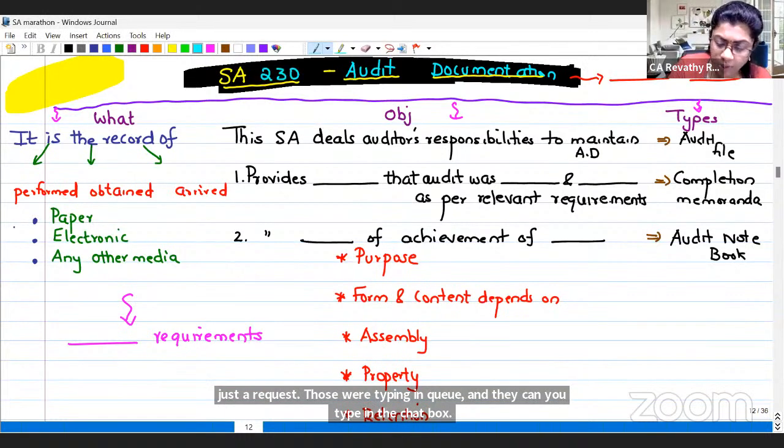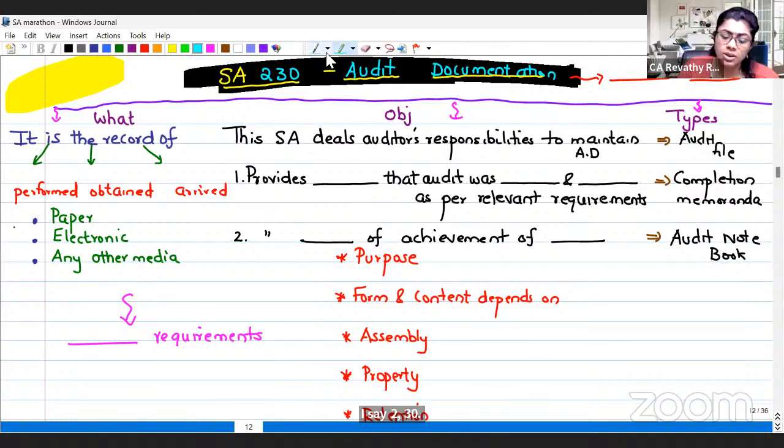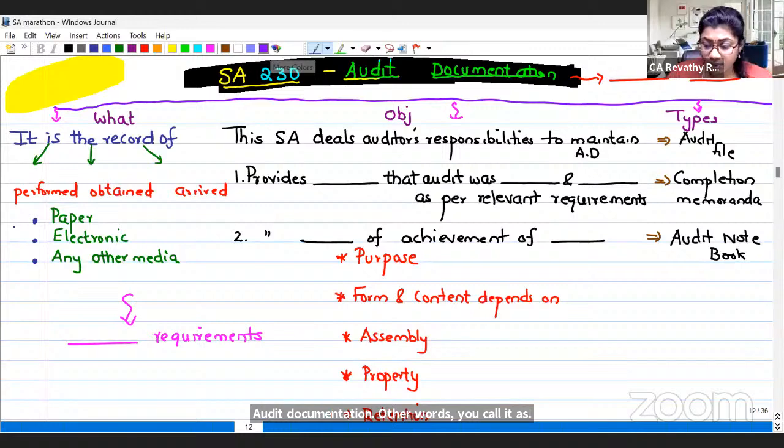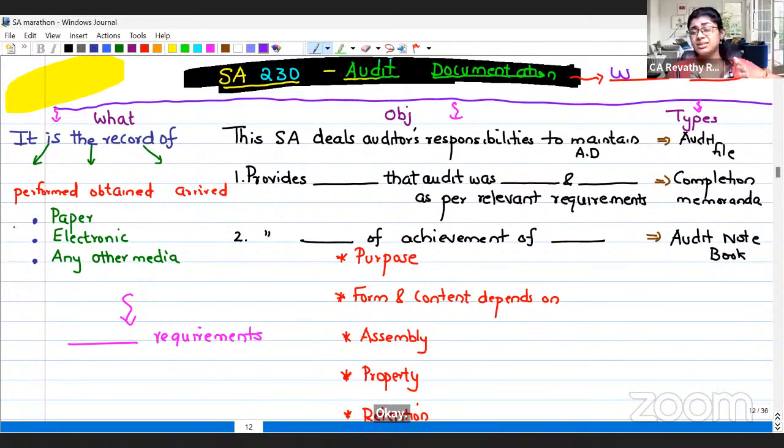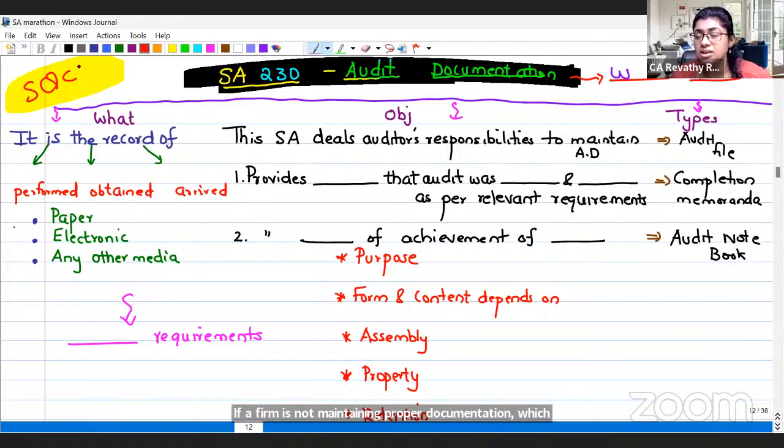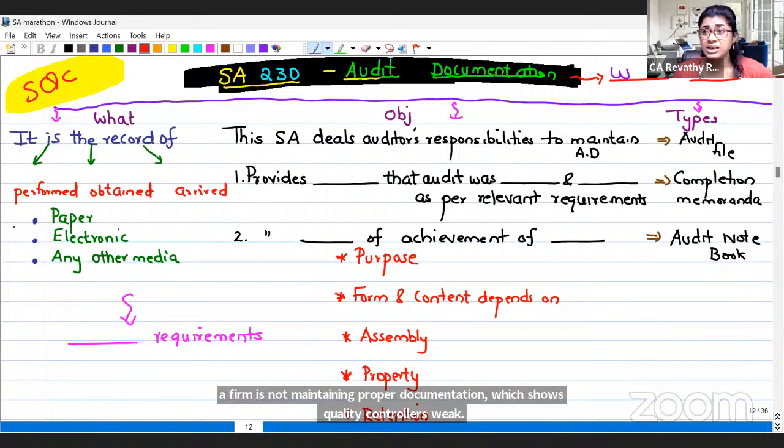SA 230. What is SA 230? 230 is audit documentation. In other words, you call it work in the paper, working paper. Actually, indirectly, it has a link with the SQC. May I know why? If a firm is not maintaining proper documentation, it shows quality control is weak. Plus, it also says about the ownership.